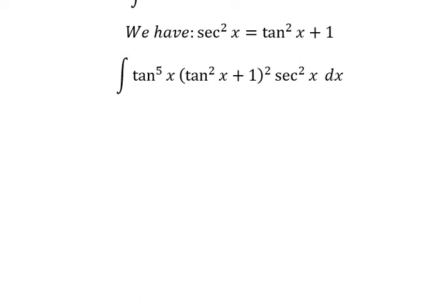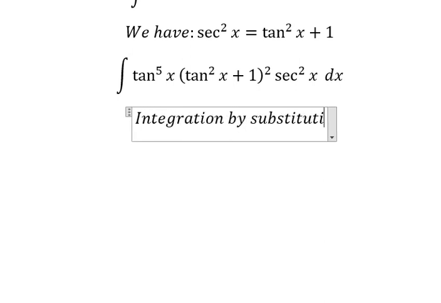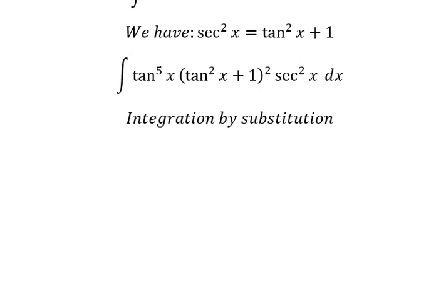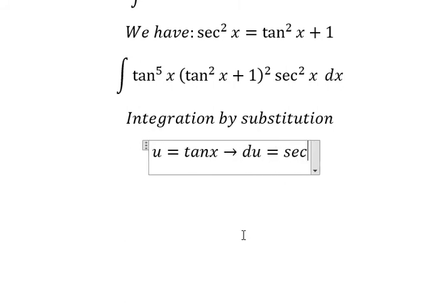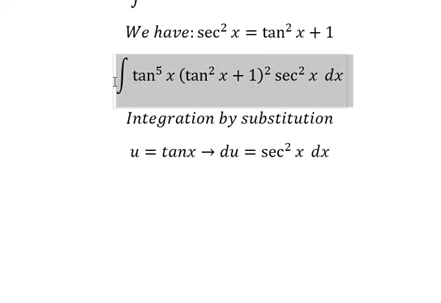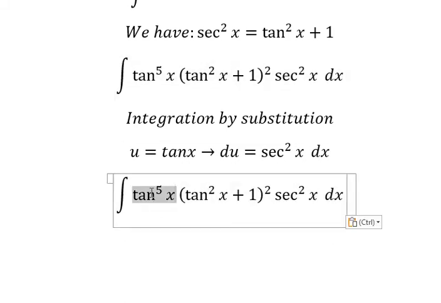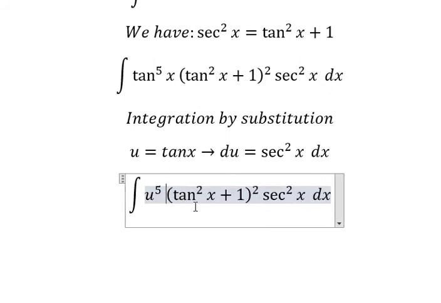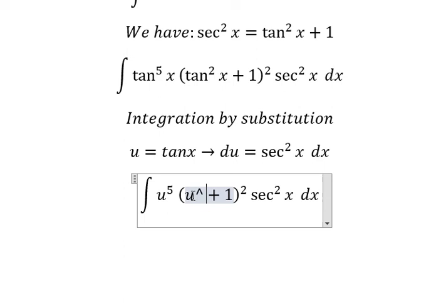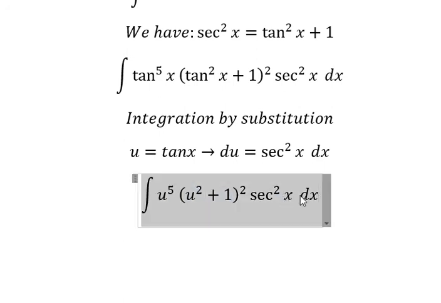Next, we need to use integration by substitution. So I will put u equals tan x. Later, we take the first derivative of both sides, and we have du equals secant of x squared dx. This one we change by u, and we have u to the power of 5. This one we have u to the power of 2. This one we change by u.